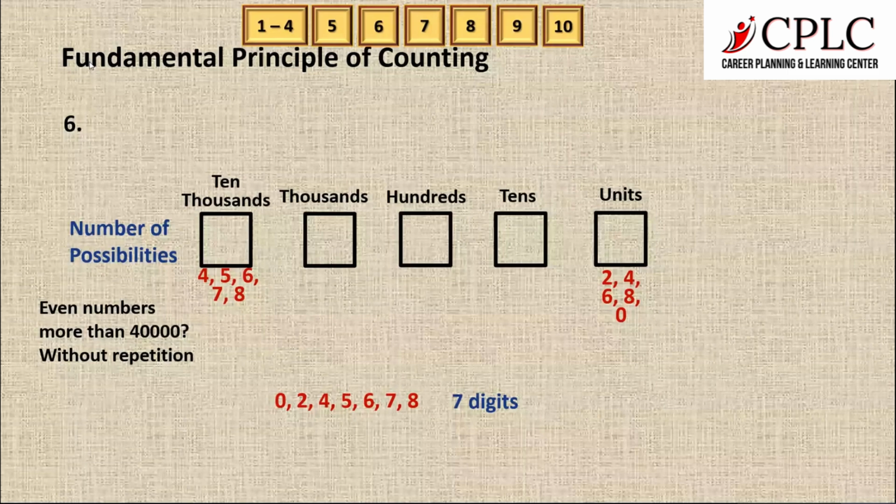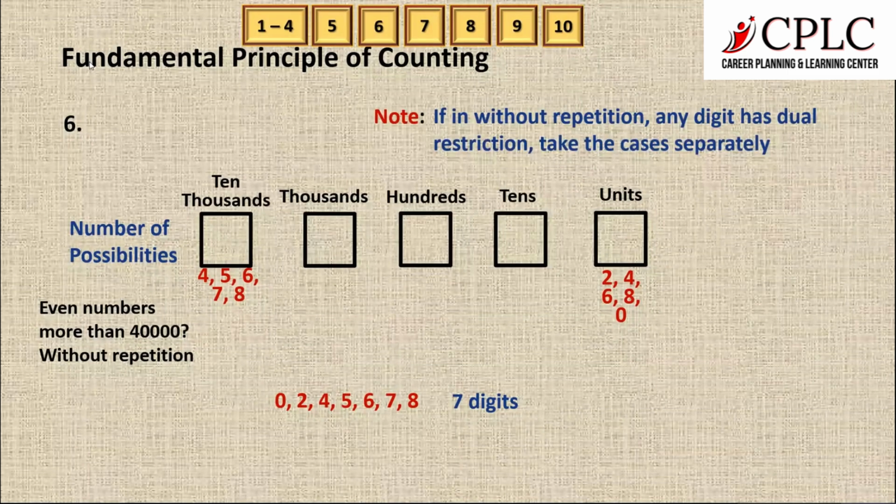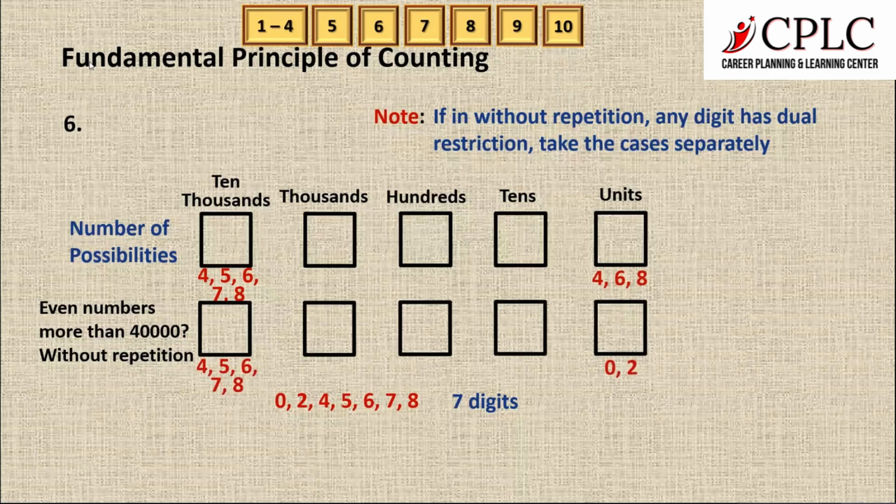Now there's a note over here. If, in without repetition, any digit has dual restriction, take the cases separately. So over here, we have some digits with dual restriction. This means they are coming at the units place and also at the 10,000's place. That means they are of dual restriction. So we'll take the case separately. So 4, 6, and 8.